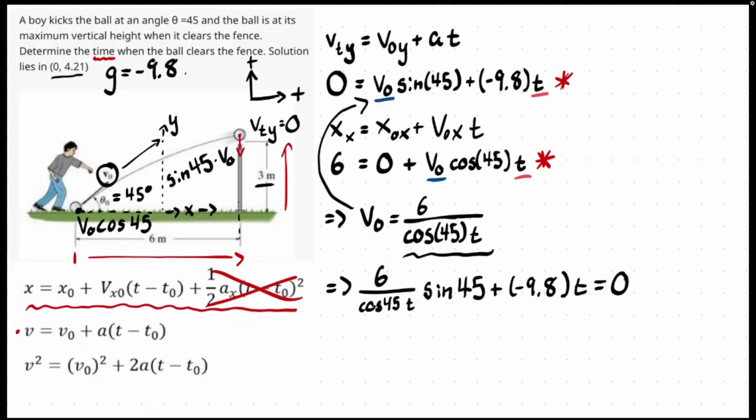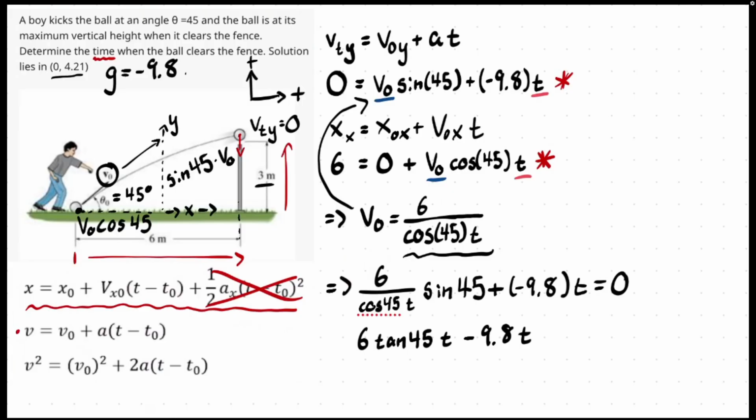So now let's simplify a little bit. I have here a sine over a cosine on this side. So I can actually cancel those out. Well, not cancel out completely, but I can just turn this into a tangent, right? So these two become a tangent together. So I'm going to rewrite this as 6 tangent of 45 times time, plus or minus, I'll just expand it now, 9.8 t, right? And now I can combine these.